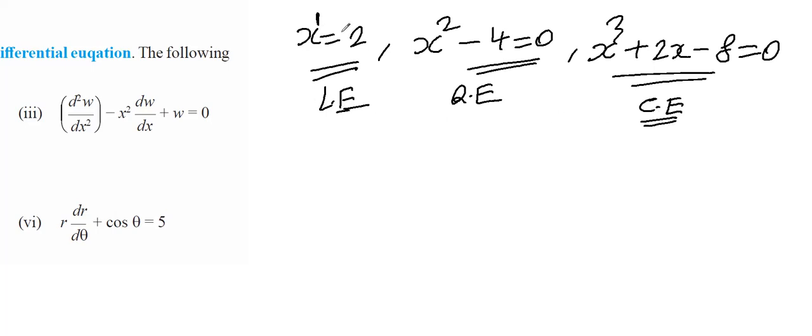Why are we calling this a linear equation? Because the power of x is 1. Why are we calling this a quadratic equation? Because the power of variable x is 2. Why are we calling this a cubic equation? Because the power of x is 3.